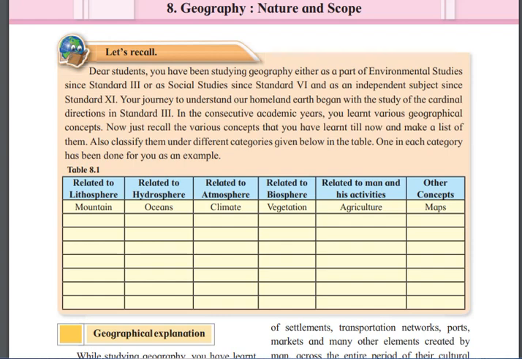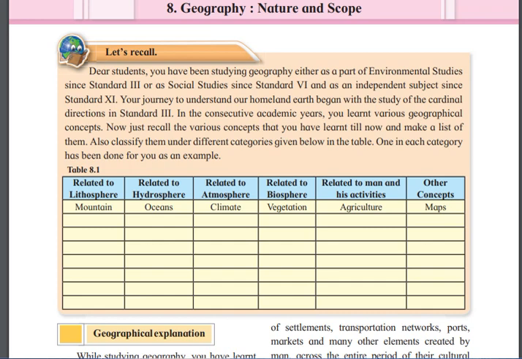Yes. So basically, we will start with the geography, nature, and scope. If you see, this is the 12th standard geography book, and here it is the last chapter, the nature and scope. So we will see that in geography, what kind of scope and what kind of career you can make, and what kind of nature the subject has.